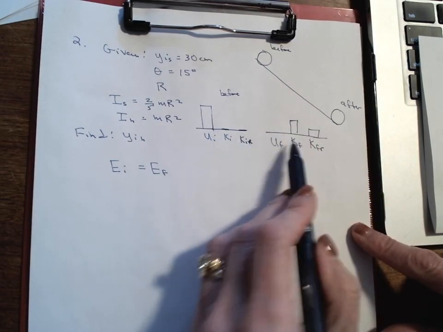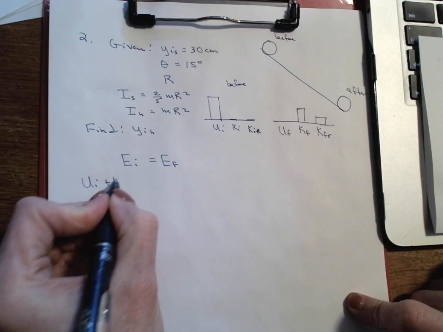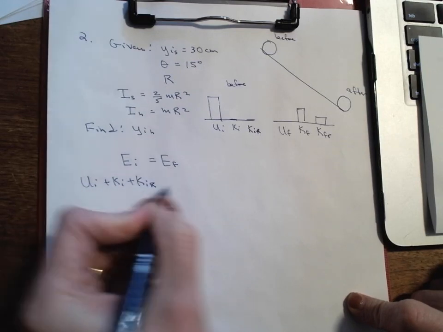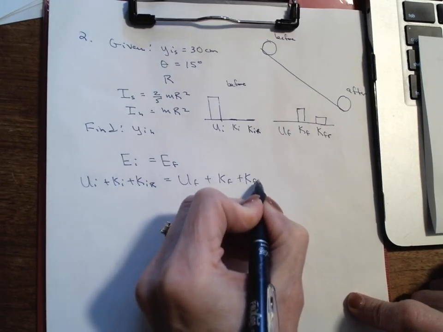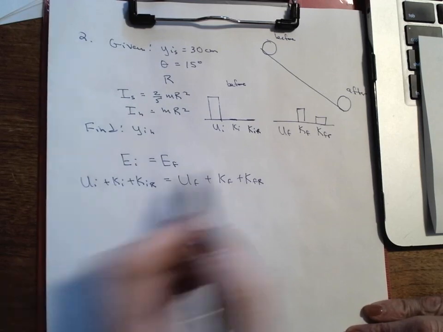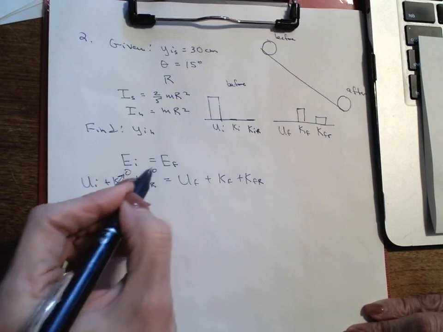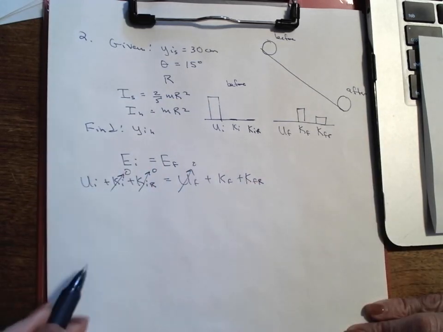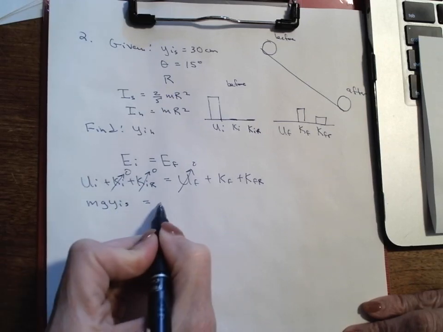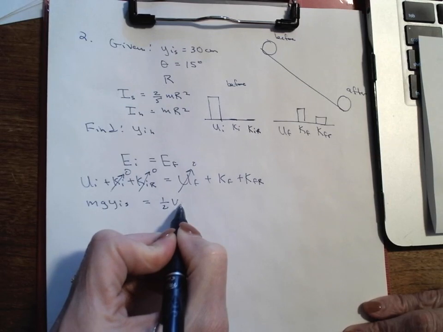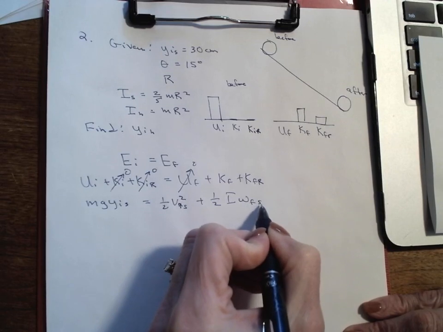These energy charts help us to fill in our energy equation. So I'm going to have Ui plus Ki plus Kir rotational is equal to U final plus K final plus K final R. We know we have no kinetic, translational, or rotational at the start, so those are going to go to 0. It's not moving at the start. And then at the bottom we know we have no potential. So I'm going to have mg y initial for the sphere is equal to 1/2 mv squared final for the sphere plus 1/2 I omega final for the sphere squared.